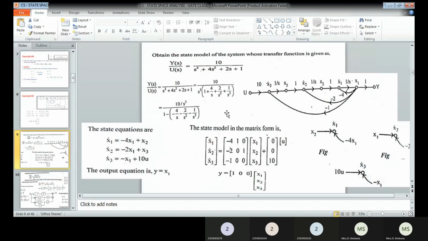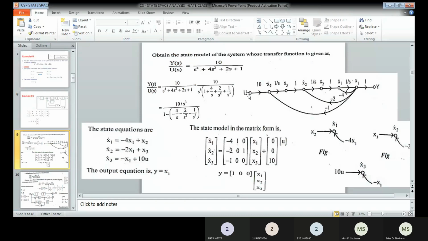So here we are going to see 1 minus the sum of individual loops. So here the 1 minus of this will give you the individual loops. The numerator will be the forward path. So based on this we are going to draw the signal flow graph. In the numerator, 10 divided by s cube, that means 1 by s is there three times, and the numerator also has the constant 10.